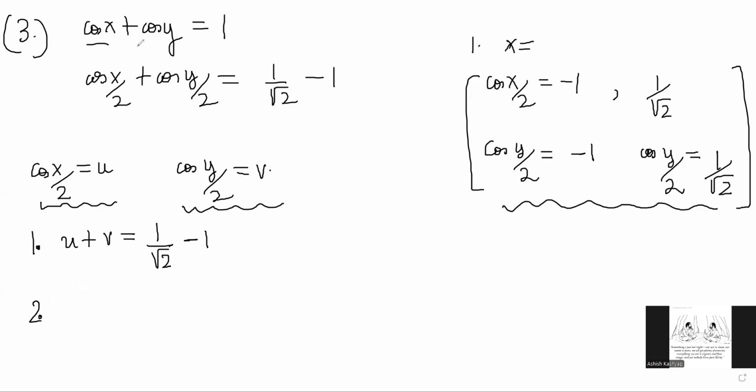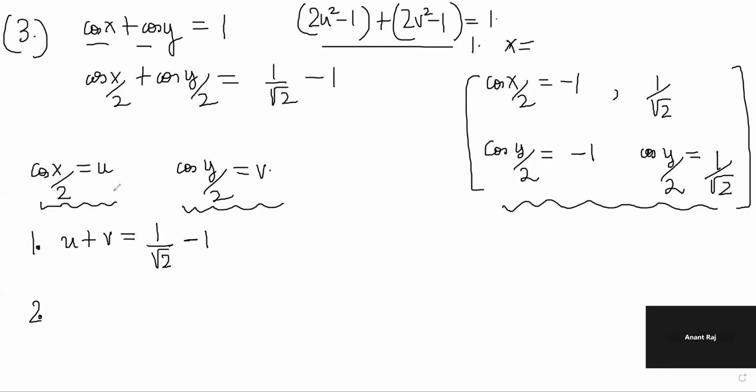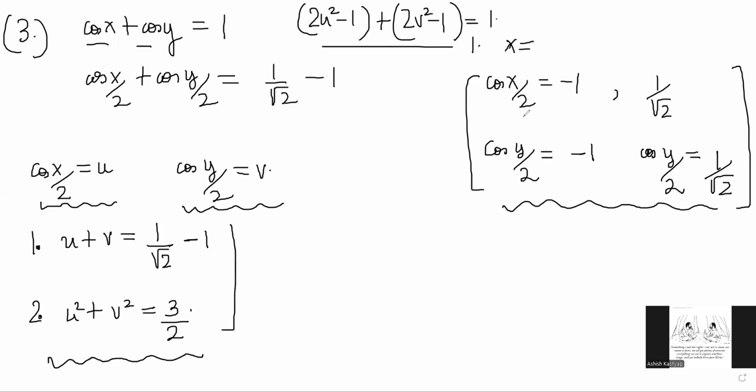And the second equation here, I can write it as 2u square minus 1 plus 2v square minus 1 is equal to 1, right? Yes, sir. You are getting u square plus v square is equal to 3 by 2. Yes, sir. This is a simple algebra equation. You can easily find u and v.